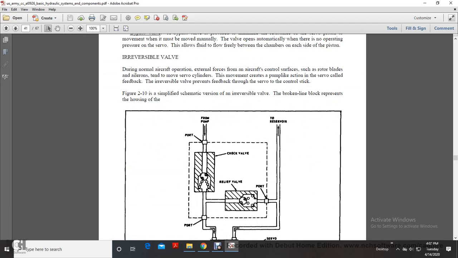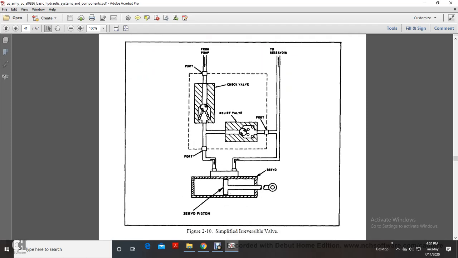An irreversible valve is used during normal aircraft operation. External forces on the aircraft control surfaces, such as rotor blades and ailerons, tend to move the servo cylinders. The movement creates a pump-like action in the servo called feedback. The irreversible valve prevents feedback from the servo to the control stick. Figure 2.10 shows a simplified schematic version of an irreversible valve. The broken line block represents the housing.